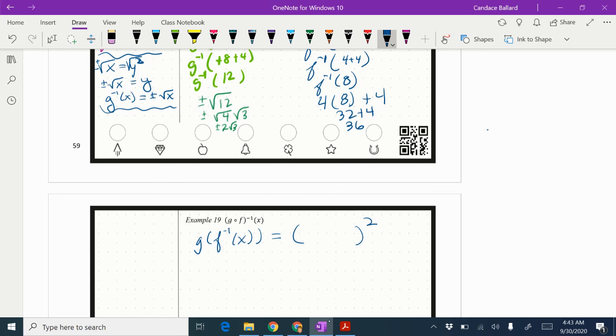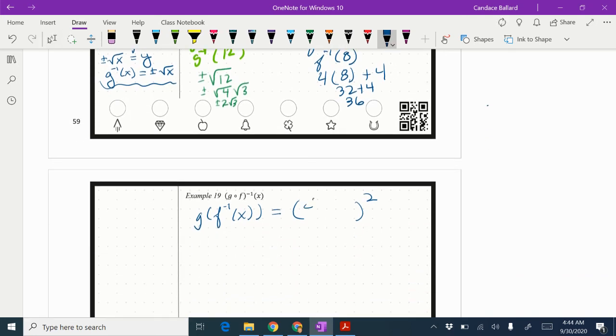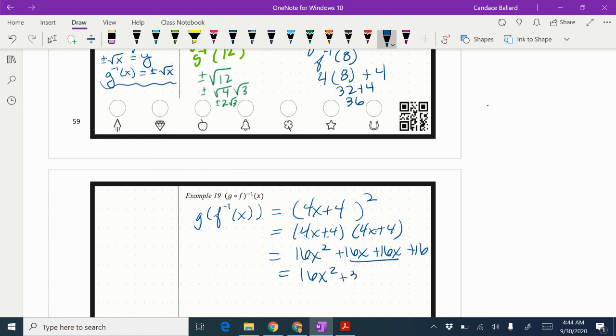Then I'm supposed to substitute my inverse function into that. My f inverse function was 4x plus 4. I'm going to put that on the inside. Remember, squared means write it twice. And then we're going to FOIL that. So 4x times 4x would be 16x squared. 4x times 4 is 16x. We have another one in the middle. And then 4 times 4 is 16. We got 16x, and then we combine in the middle, and we get 16x squared plus 32x plus 16.